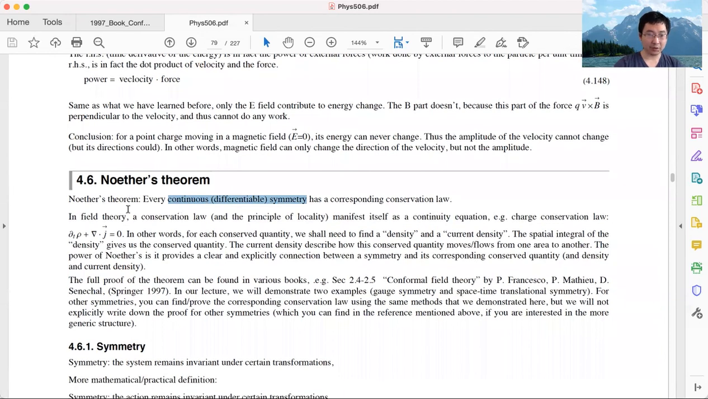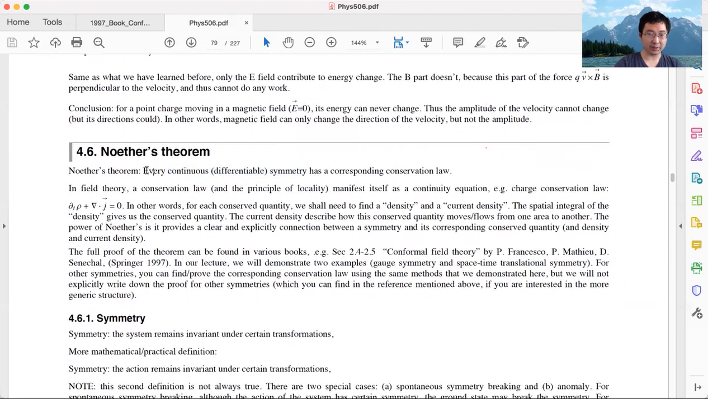So let's start by explaining a little bit about this sentence. This sentence actually contains two terms, and it basically says the two are equivalent to each other. One is continuous symmetry, and the other is conservation law. Let's start from the second one. What is a conservation law?